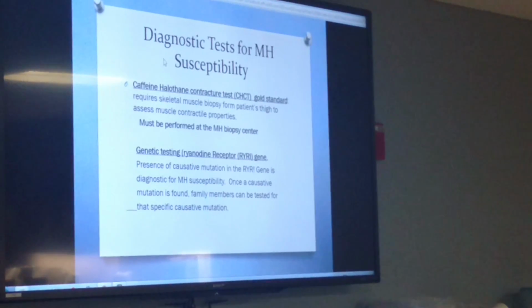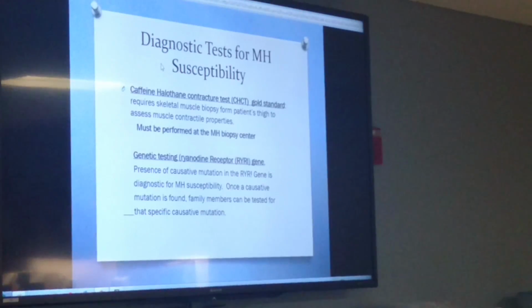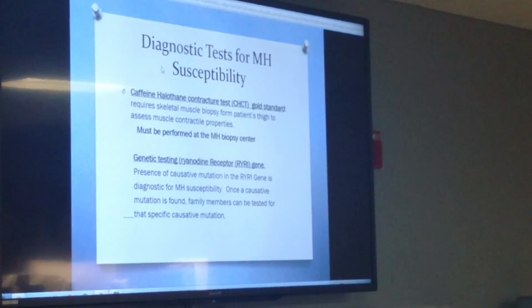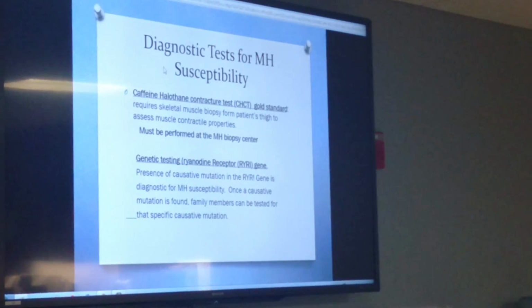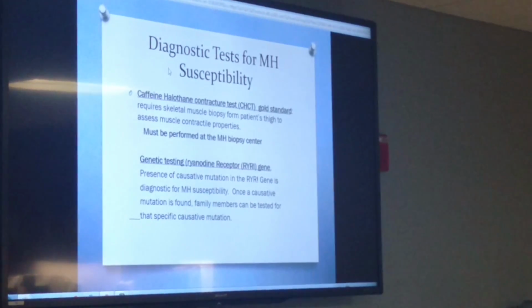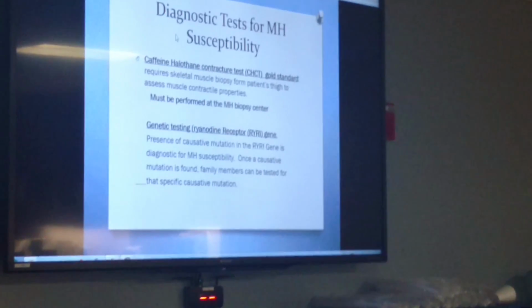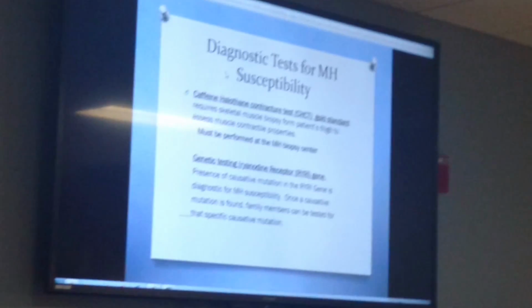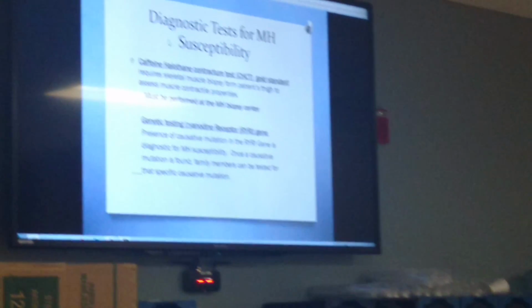So what are the diagnostic tests for MH susceptibility? It's the caffeine halothane contracture test. It's a muscle biopsy that they take from the thigh, but there are only selected places where you can send that muscle, and it has to be performed at the MH biopsy centers. So it's very hard for some patients to want to have that done, and you have to wait a while.